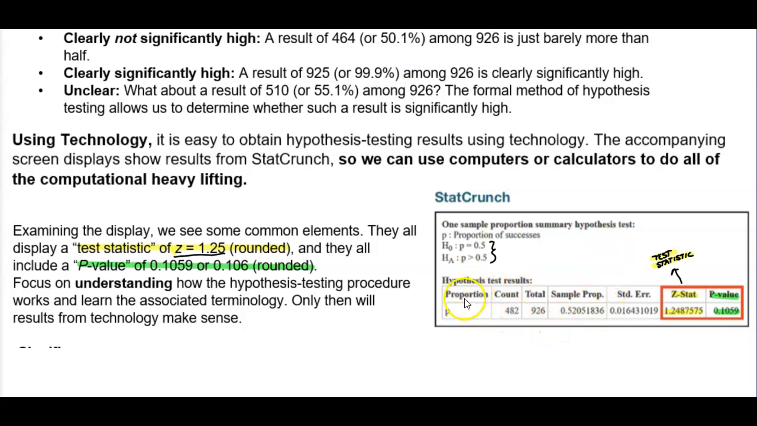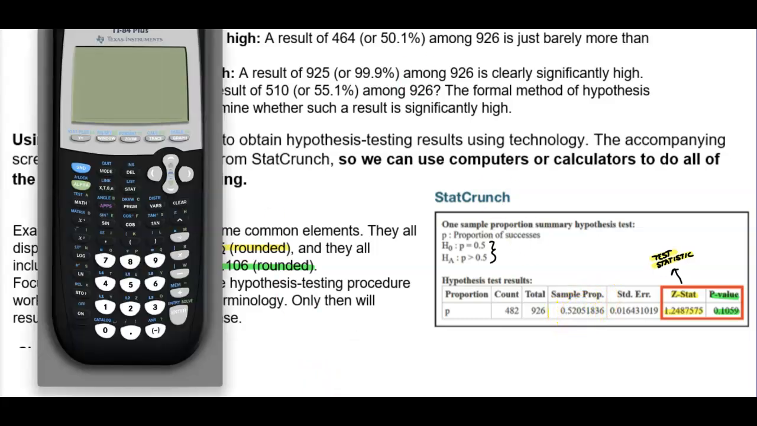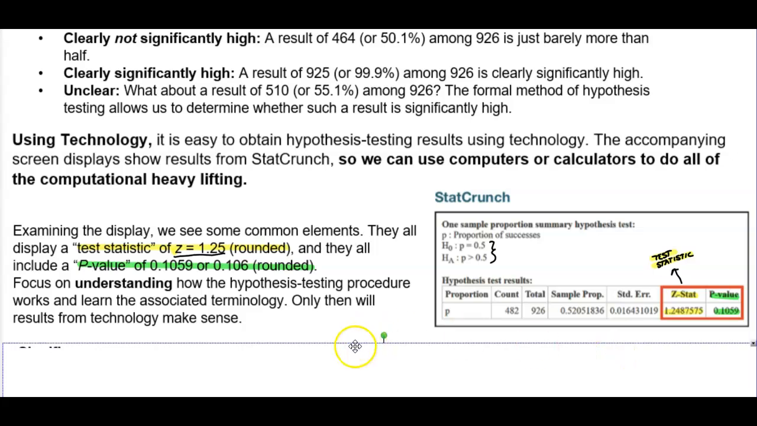So over here, let's take a look. Here's the proportion test, because we were testing the proportion. We can see here that 482 is the count out of the total of 926, and this says the sample proportion is 0.5205. Now let me show you how we get that result. If we take that 482 and divide it by the 926, that is the sample proportion, 0.520518359, and then this represents the standard error.